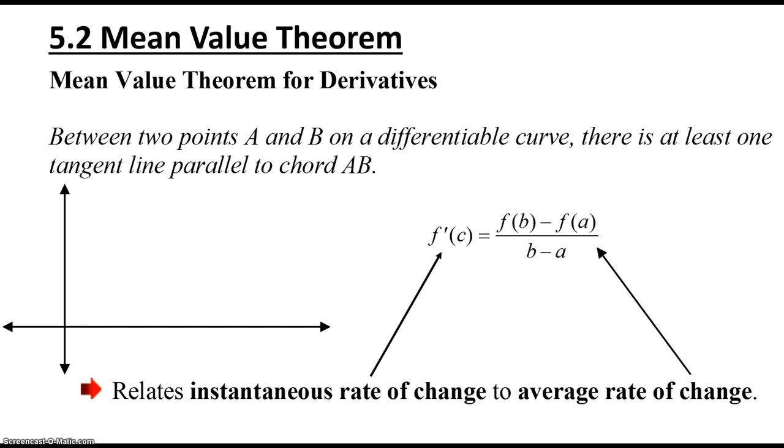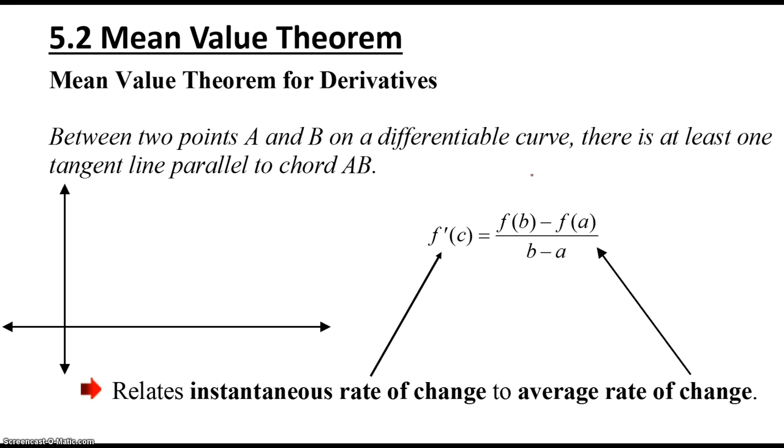First you should be given a note sheet by the substitute, and these notes correlate to what you're going to find on that note sheet. So the mean value theorem for derivatives says that between 2 points A and B on a differentiable curve, there's at least one tangent line parallel to the chord AB.